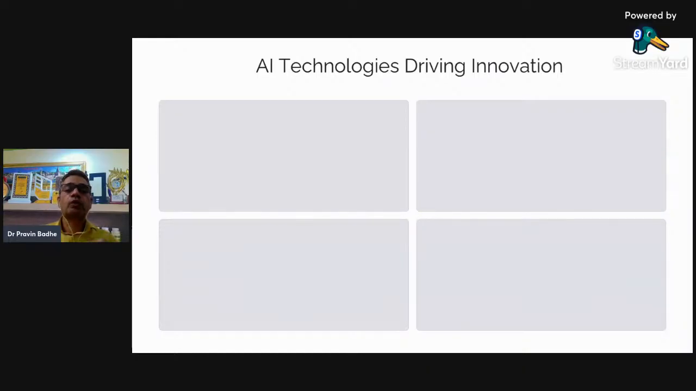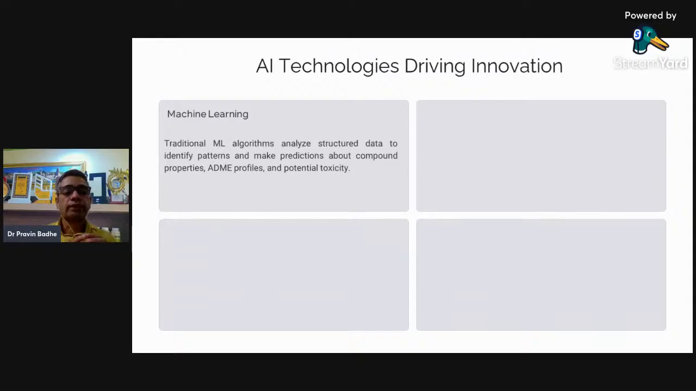So how is the AI technology driving the innovation? Majorly, as I mentioned, machine learning is the major part of AI, which utilizes machine learning algorithms to analyze the structured data and identify the patterns, which is useful to make predictions about the compound, to give the profile of the ADME and also look at the potential toxicity. Now, there is an improvement in this machine learning as well. This is based on what you are training the machine, and based on that training, it is going to give you the patterns and the predictions.